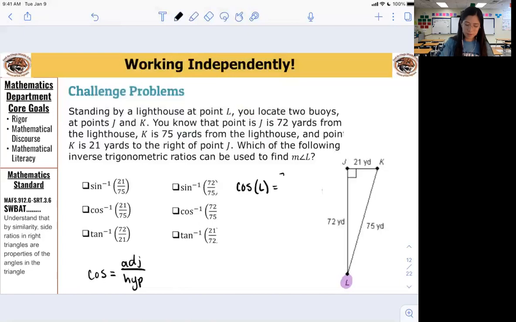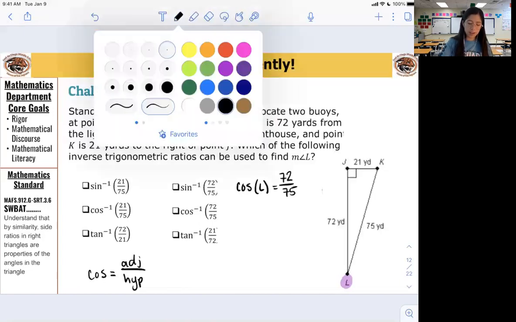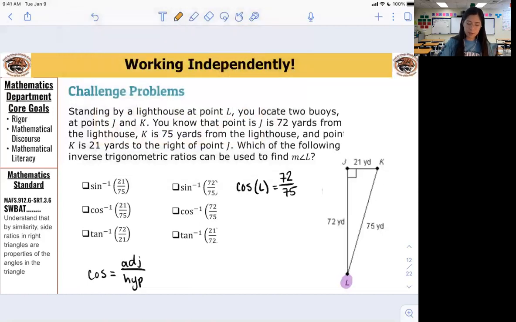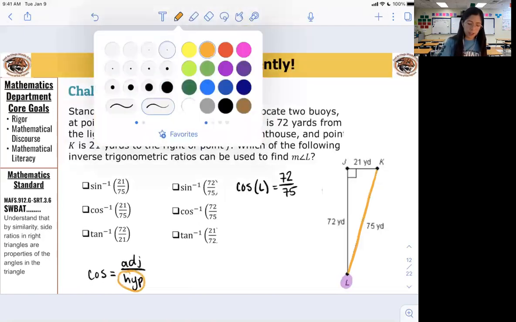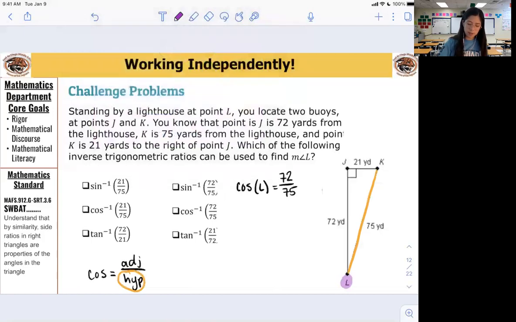72 over 75, because the longest side is the hypotenuse. Don't forget, the longest is always the hypotenuse. So 75 is the hypotenuse in the denominator. And then adjacent means next to. So 72 is next to L. So that's my adjacent side. Okay, so the cosine of L is 72 over 75.